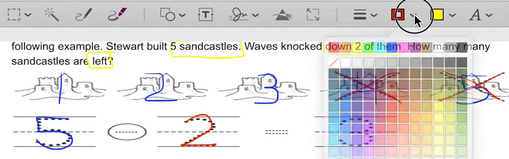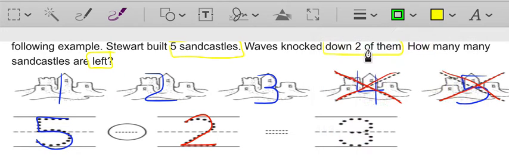I'm going to change my color to green, and I'm going to count how many are left. 1, 2, 3. How many sandcastles are left? 3. So now I get to write my number 3. Now, I'm still missing something very important. I need to find out if it's a plus or a minus. So let's look at our picture.